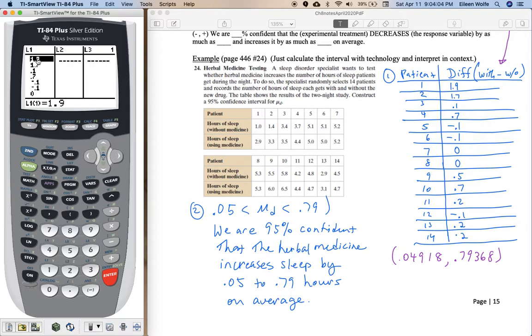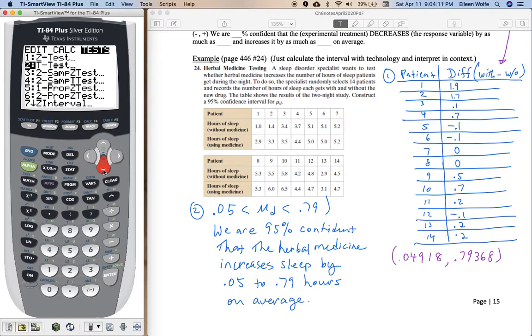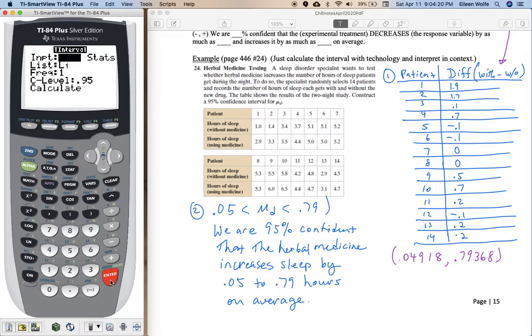So I have those previously typed in for us right here. Okay, so then what I'm going to do is stat, test menu, option 8. Option 8 is the t interval. Okay, so once I click down to there, select it. Remember, you always have the choice to toggle of data or stats. We have data, so leave it there. List 1 is the default list where those differences are typed. Leave frequency on 1, confidence 0.95, and now let's calculate.